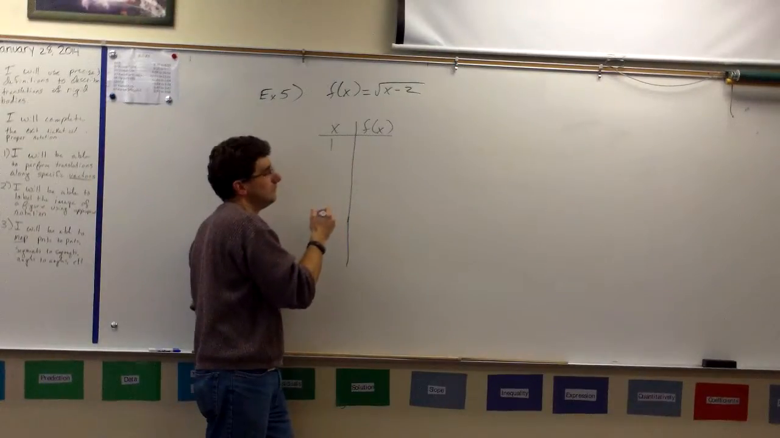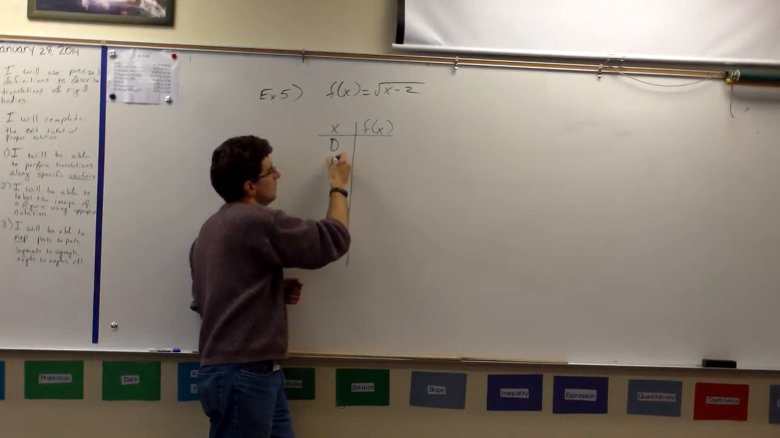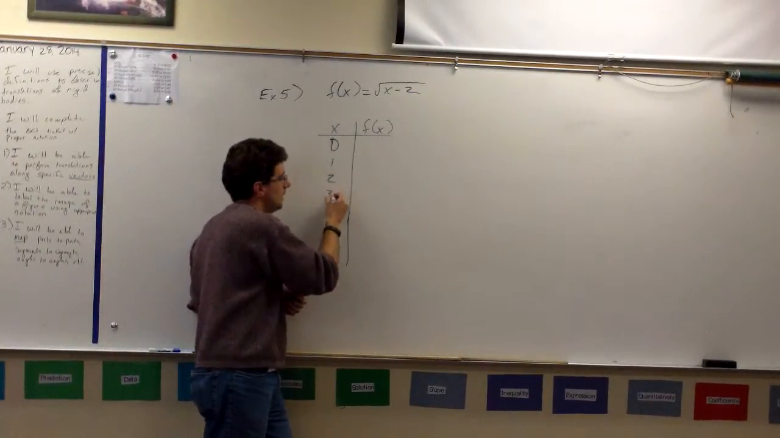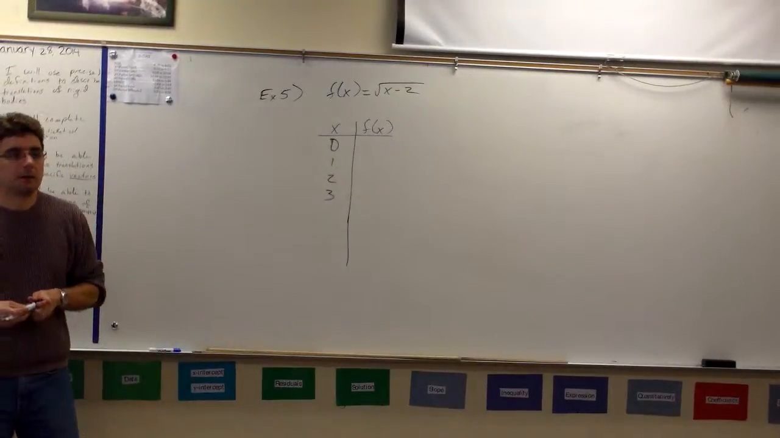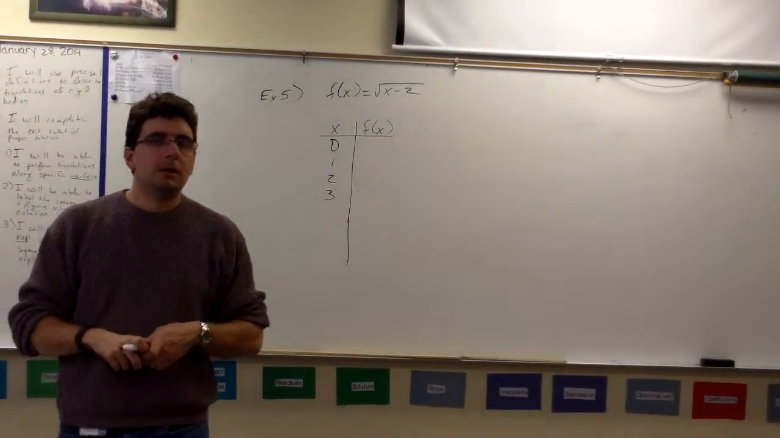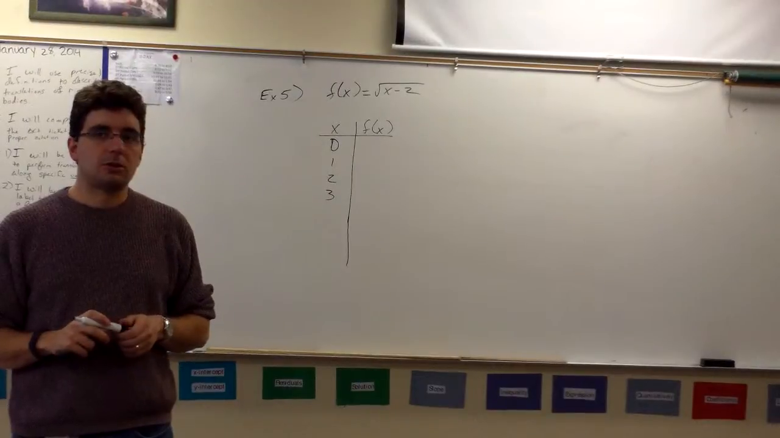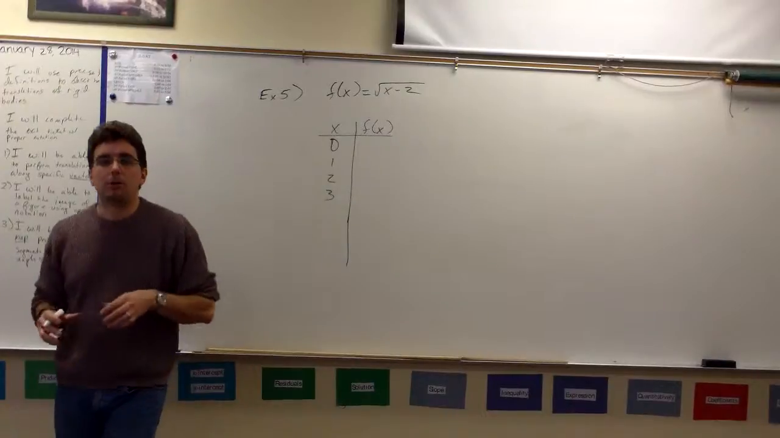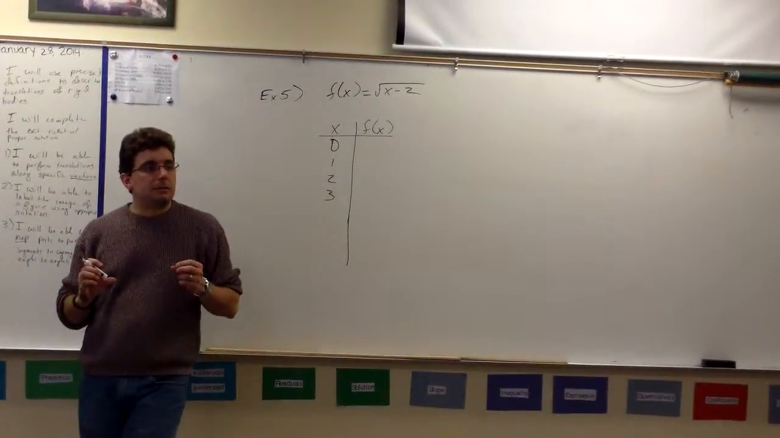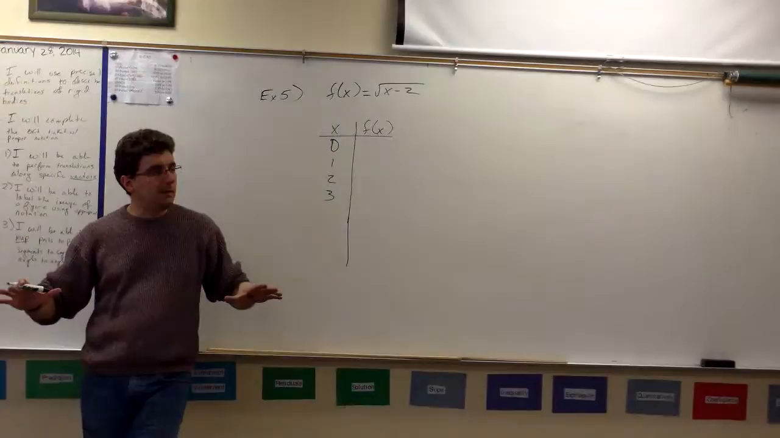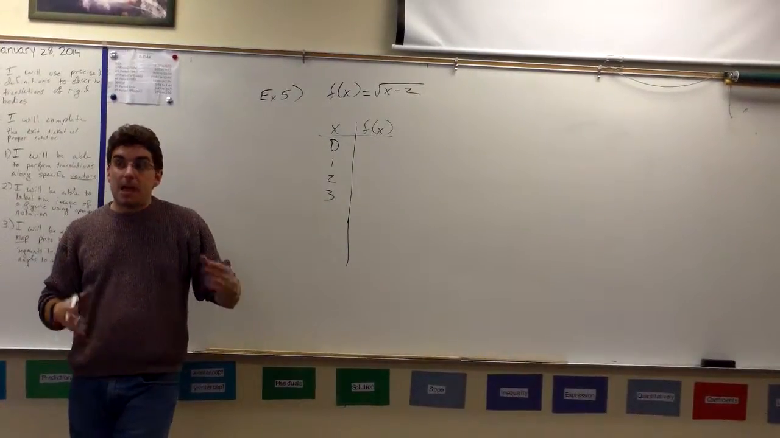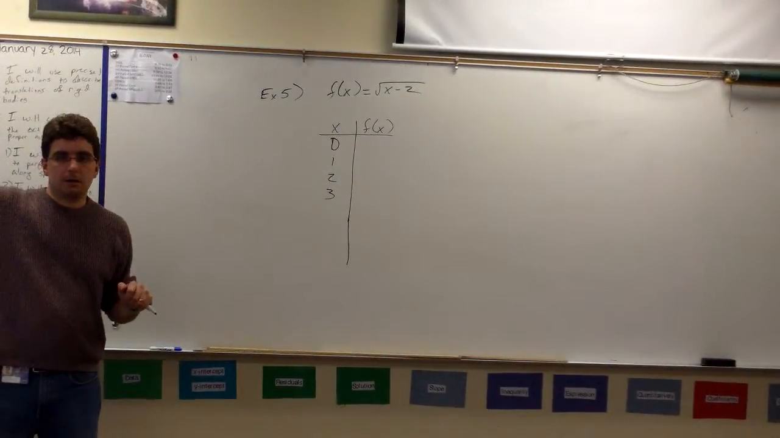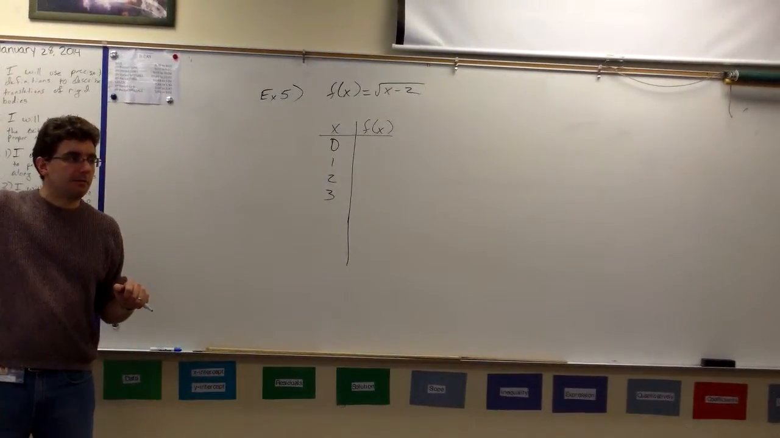1 minus 2 is negative 1. That won't work. I'd say anything above 2. 3. We have some people who are starting to see it, so this is good. For those of you who are wondering what they are saying, what we're trying to do is just pick some values. How many people understand that I cannot take the square root of a negative number?